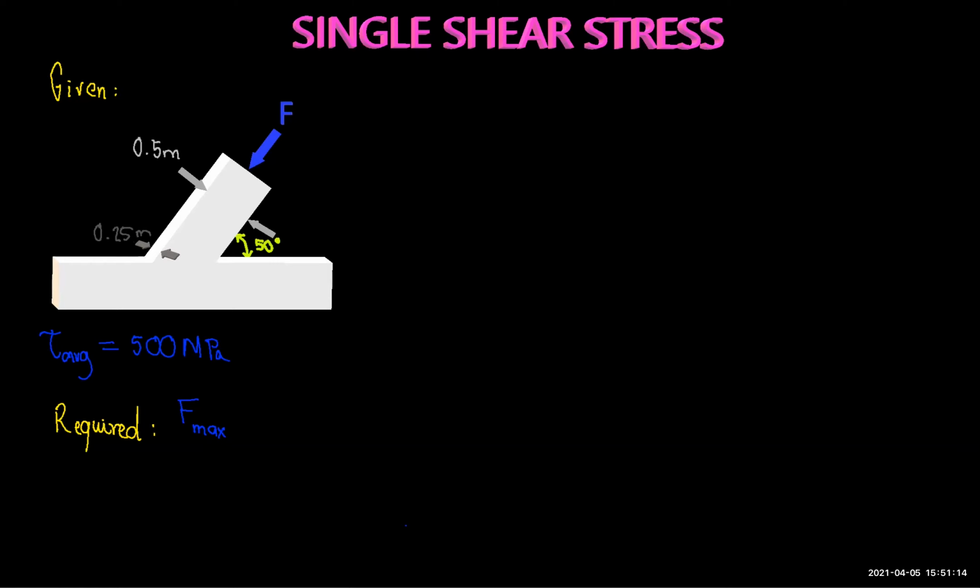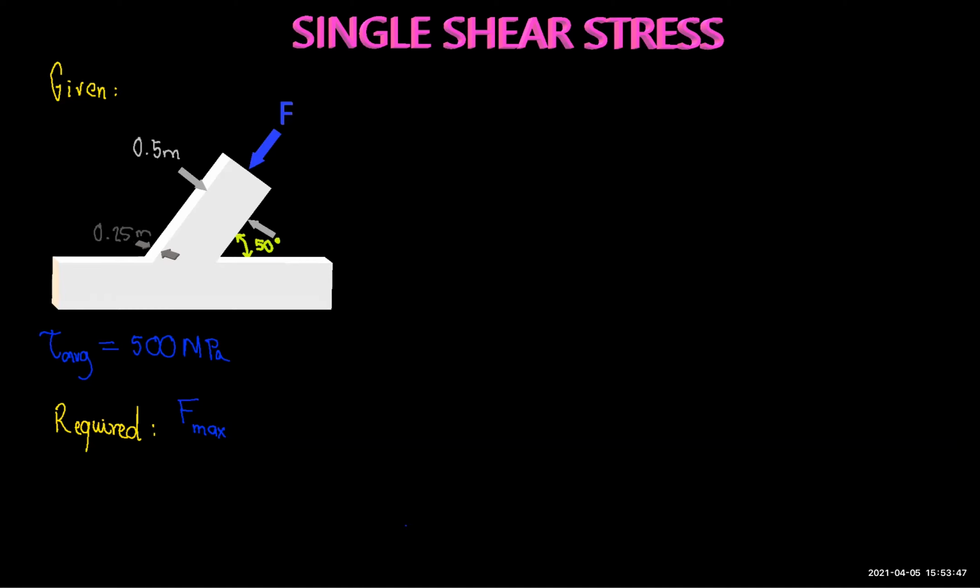In today's video, we're gonna solve a single shear stress problem. In this problem, we're gonna be analyzing a structure that consists of a horizontal member and an inclined member. This inclined member is a supporting strut that is being positioned at a 50-degree angle with respect to the horizontal member. The dimensions of the strut are 0.25 meters for its thickness and 0.5 meters for its width.